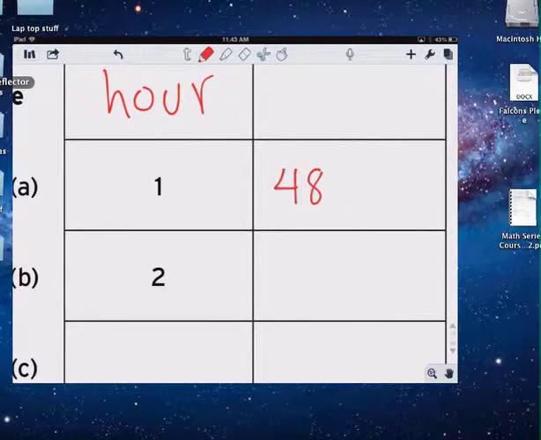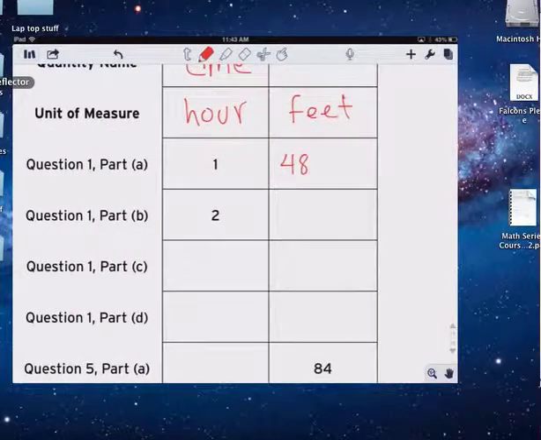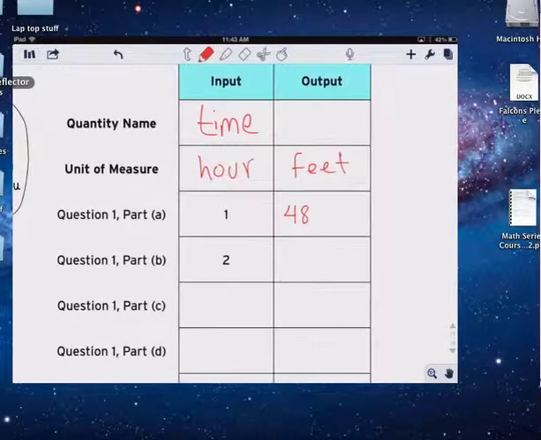48, and it represents feet. All these numbers in our answer are in feet. Can we just put FT? No. Write out feet. Common Core requires you to write out every vocabulary word. No abbreviation. Okay? So the output is the height in the measurement of feet.